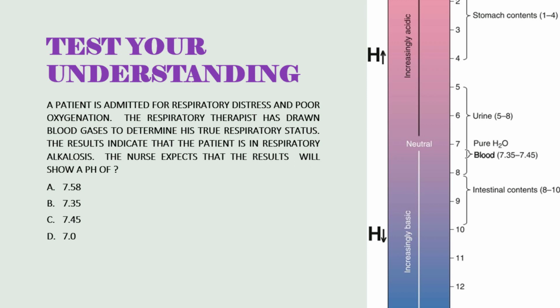Let's test your understanding. Here is a scenario. A patient is admitted for respiratory distress and poor oxygenation. The respiratory therapist has drawn blood gases to determine his true respiratory status. The results indicate that the patient is in respiratory alkalosis. The nurse expects that the results will show a pH of.